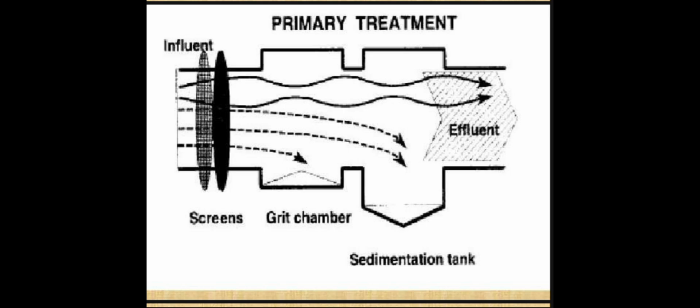After that the effluent will enter into the sedimentation tank. In sedimentation tank, the water will rest for 3 to 4 hours. So there is a difference between grit chamber and sedimentation tank. In grit chamber, it will be settled for a few minutes only, but in case of sedimentation tank, it will rest for 3 to 4 hours. After that the water will come out from the outlet.